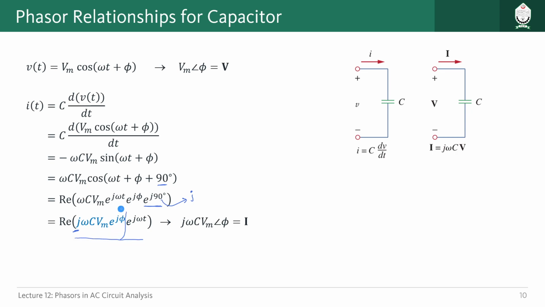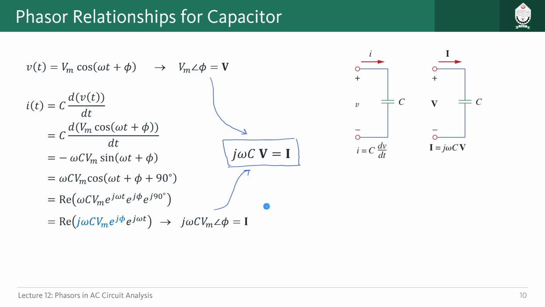And the portion here we are seeing, except the time portion, is the phasor of the current, which is this one, right? And this particular portion here is actually this, right? So if we just compare this one with this one, we are going to get this particular expression here. Okay, so from this one and this one, we are getting j omega C V equals I.